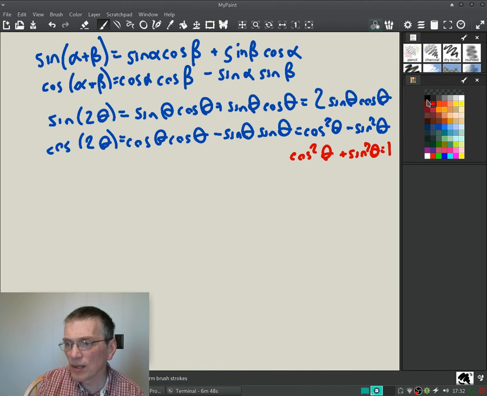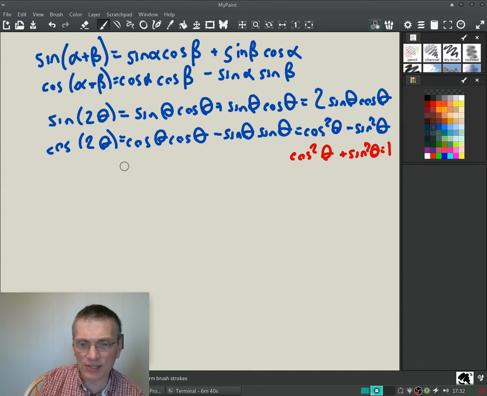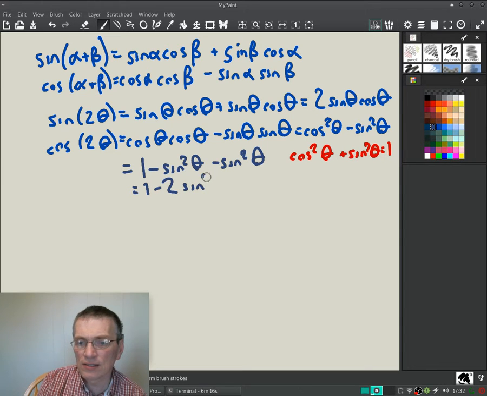We can use that to make other forms of this equation. Maybe we don't want cosines in our result, or sines in our result. We can also write this as, replace cosine squared theta with 1 minus sine squared theta. 1 minus sine squared theta minus sine squared theta. This equation becomes 1 minus 2 sine squared theta. Alright, if you know this one and this one, you can easily get that one.